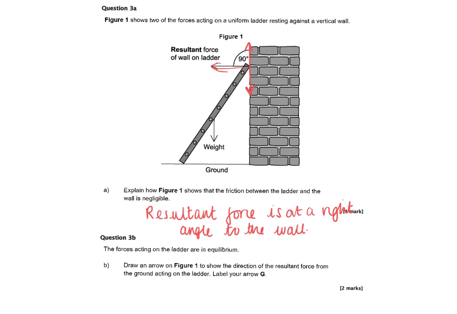Question 3B. The forces are in equilibrium. Draw an arrow to show the direction of the resultant force. On the ground, label your arrow G. So the best way to think about this question is to draw a triangle by the side. I'm going to start it over here. So we've got our weight going down. We've got our resultant force coming this way, which I'll call R. And then we've got our final force, which is going to be G up this way to close that triangle. So your G is going to be sort of like that to close your triangle.